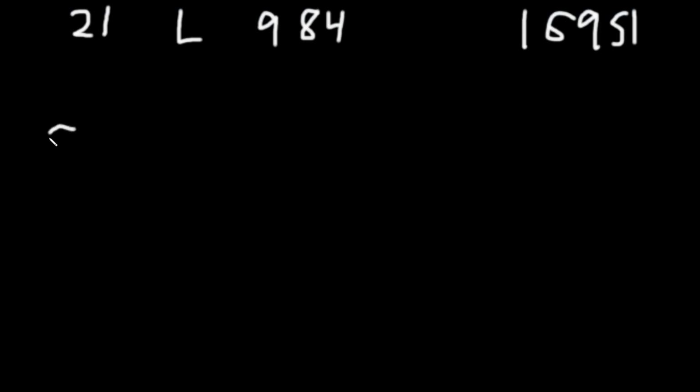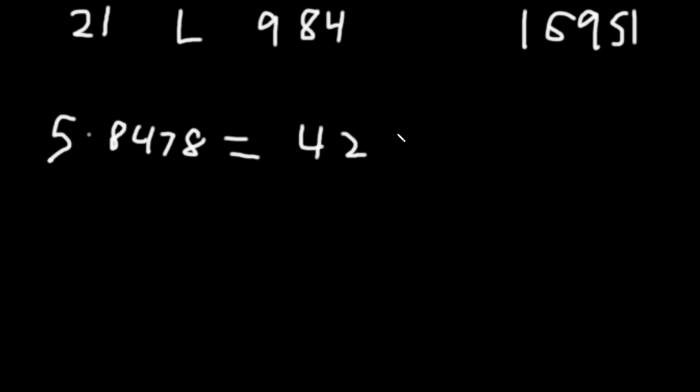We have 5. It's hard writing with a mouse. 5 times 8, 4, 7, 8 equals 4, 2, 3, 9, 0. With the even positions removed, that would be this and this, so we get 4, 3, 0. That does not match this answer, so we go to the next one.